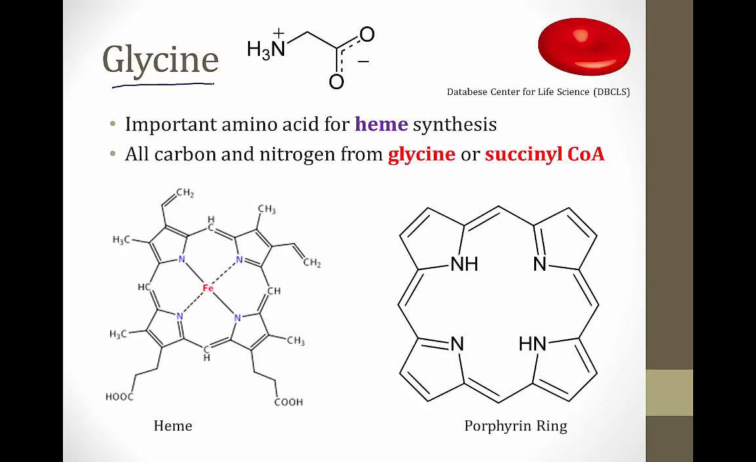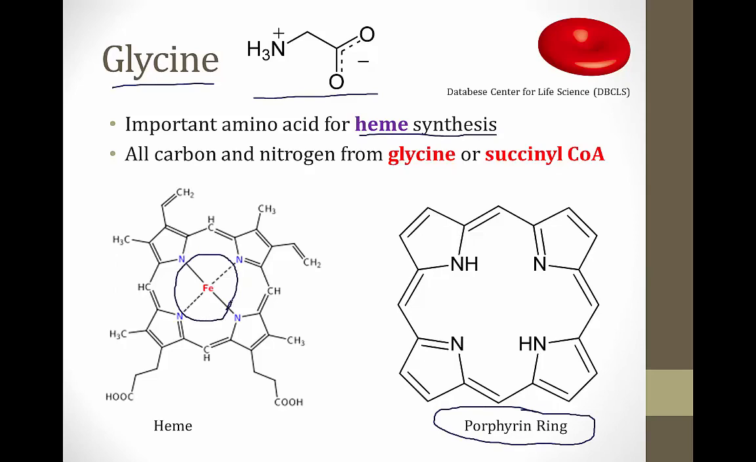Glycine is a very small amino acid. It's one of the simplest amino acids. This is its structure on the screen here, and it is very important for the synthesis of heme. Heme is composed of a large porphyrin ring. This is the structure of a porphyrin ring on the screen here, with iron in the middle. When you put iron in the middle, you now have heme.